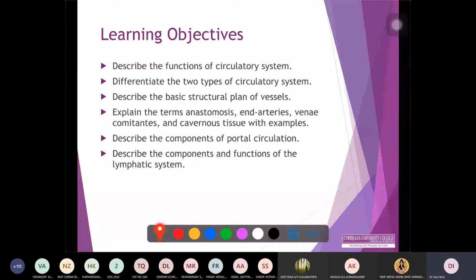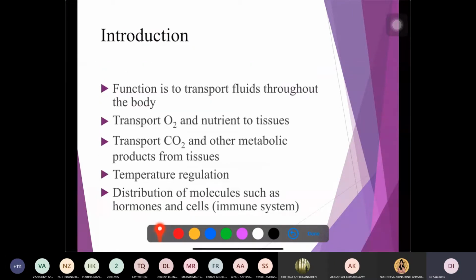And then you need to be able to explain the terms anastomosis, end arteries, venae comitantes, and cavernous tissue, and give examples along with it. And then also to talk about what portal circulation is. You know, I'm sure some of you have come across the term hepatic portal vein. So what does portal circulation mean? And lastly, to talk about the components and function of the lymphatic system.